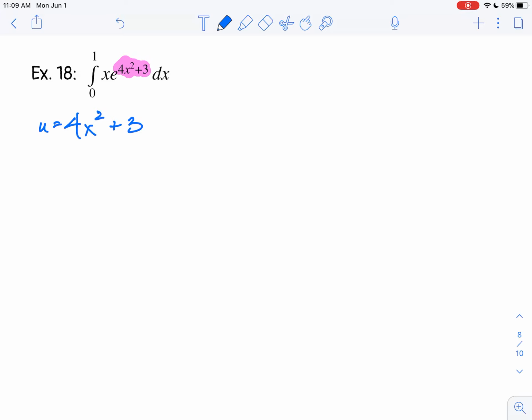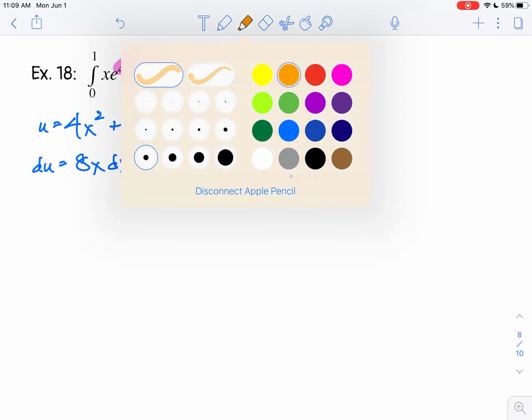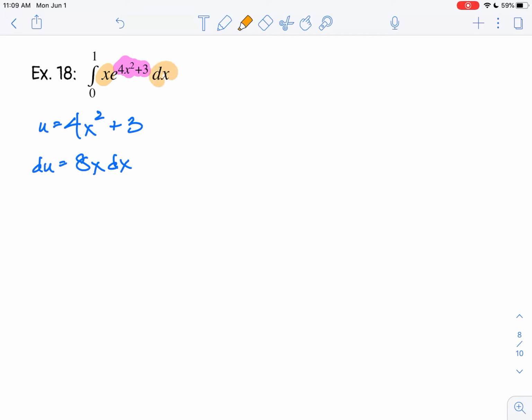Let's go ahead and find our du. 8x dx. Now, as I scan through my equation, I notice that I only have x dx. And so what I need to do is divide both sides of my du expression by 8. Okay? Now, that's not different from our regular u sub, but what is different now is we also have to change our bounds.